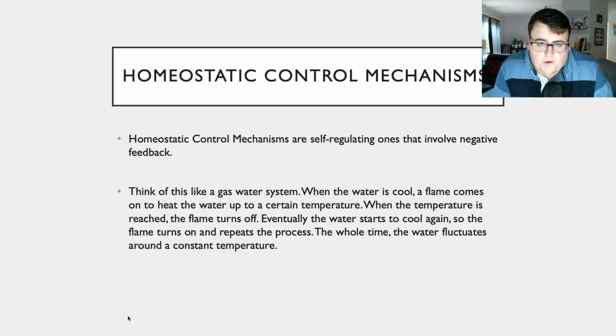Think of it like a gas hot water system. So when the water is too cold, the gas turns on and a flame comes on to heat the water up to a certain temperature. Once it reaches that temperature, say 28 degrees, the flame turns off. The water starts to cool again because there's no flame, and the flame turns back on and repeats the entire process. The whole time the water is fluctuating around that 28 degrees Celsius. That's the same way that homeostatic control mechanisms and negative feedback in your body work.